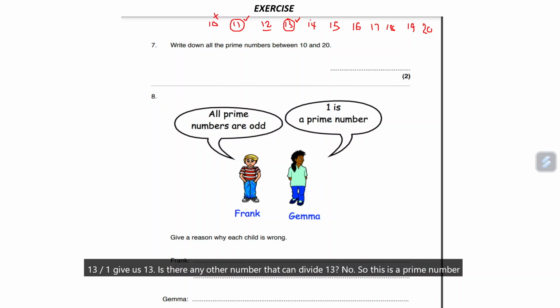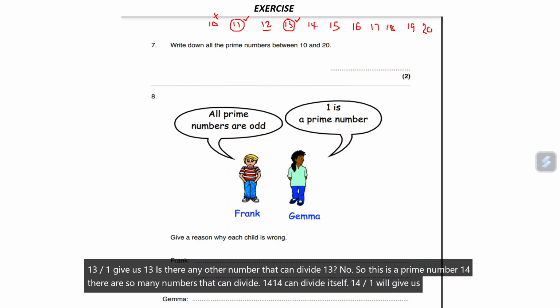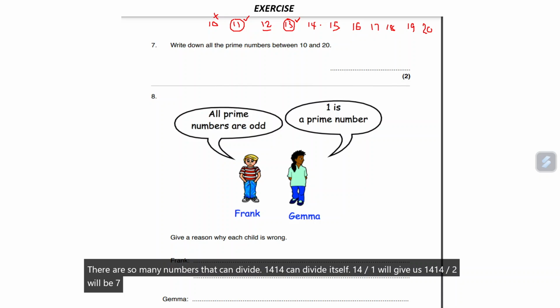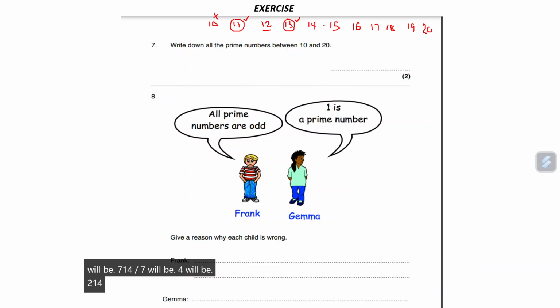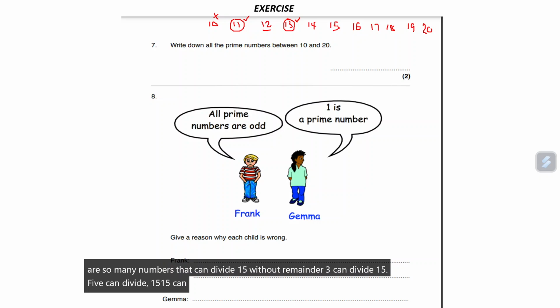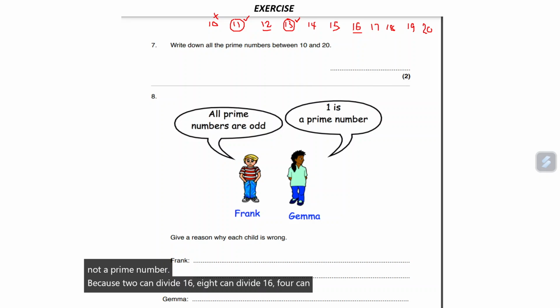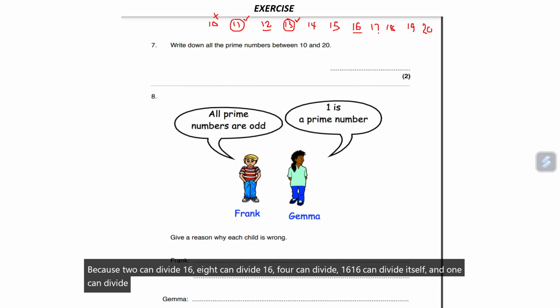14. There are so many numbers that can divide 14. 14 divided by 1 will give us 14, 14 divided by 2 will be 7, and 14 divided by 7 is 2. So this is not a prime number. Same thing with 15. 15 is not a prime number because 3 can divide 15 without remainder, 5 can divide 15, 15 can divide itself, and 1 can divide 15. 16 is not a prime number because 2 can divide 16, 8 can divide 16, 4 can divide 16, 16 can divide itself, and 1 can divide it.